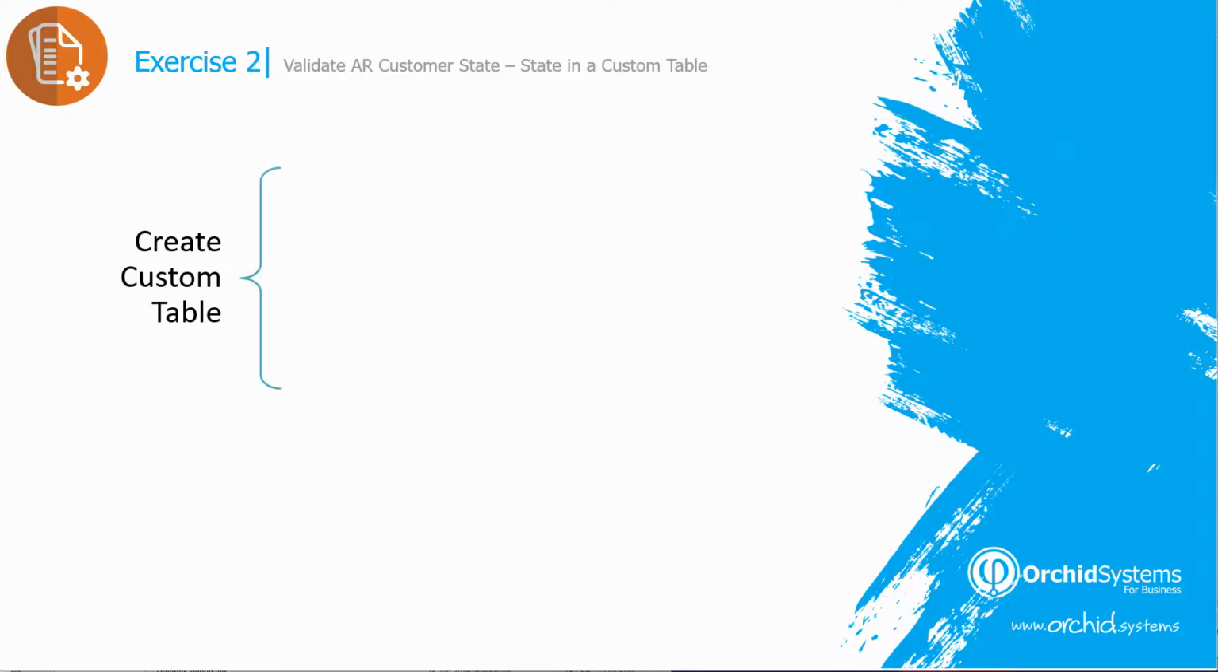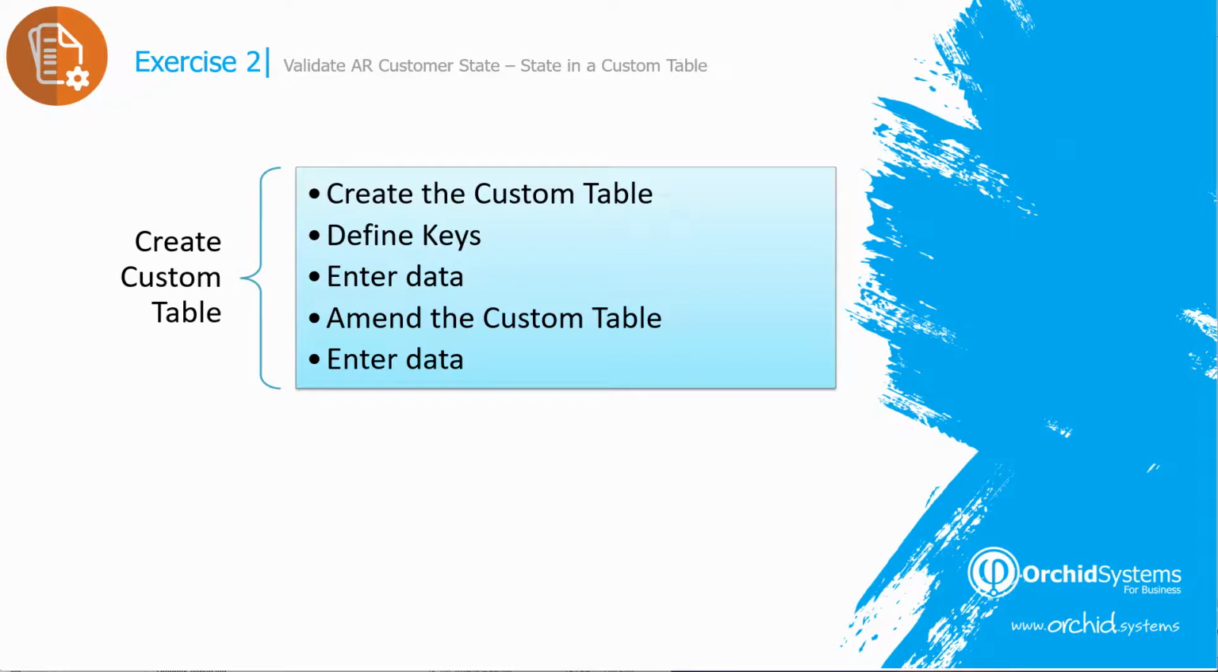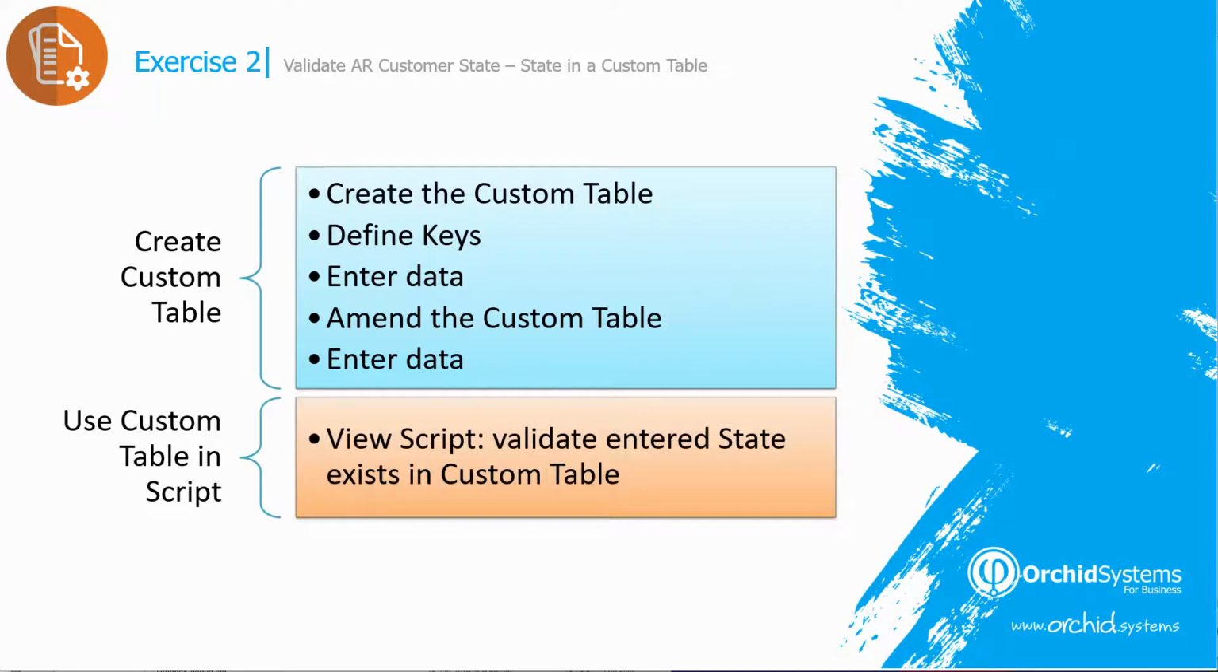So first of all, we're going to create a custom table, define the keys of the table, enter some data, then we're going to amend that table and enter some more data. And we'll have a look at the SQL database to see when the table was created and amended. And then we're going to write a new or different validate state script, which is going to read what they type in the view and then validate that against the entries in the custom table.